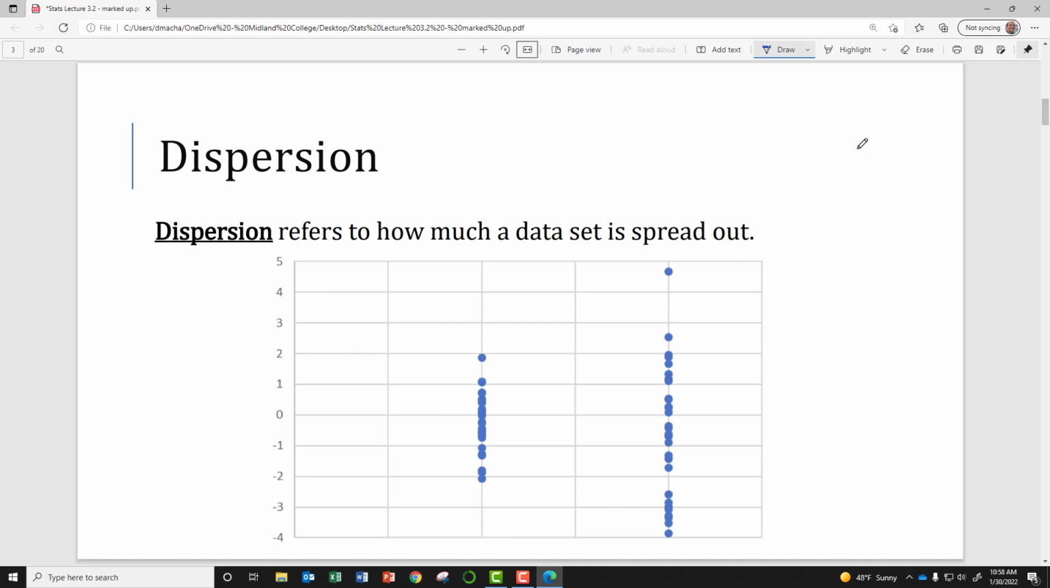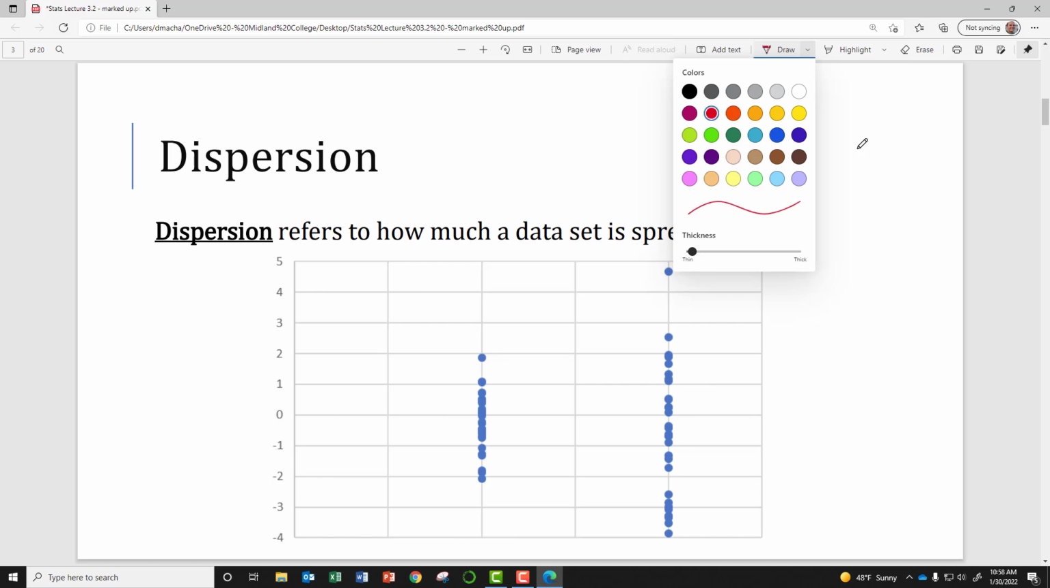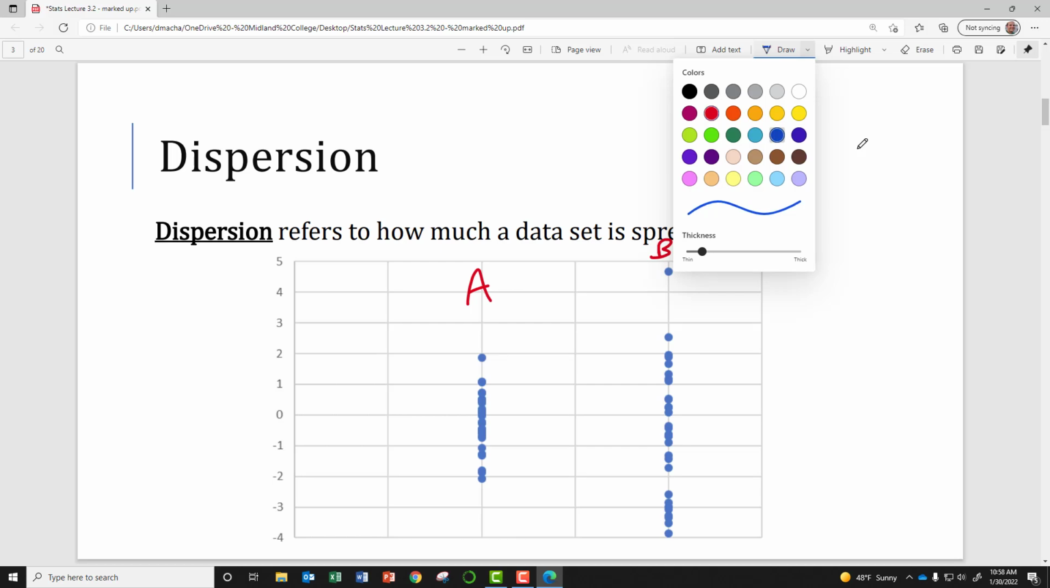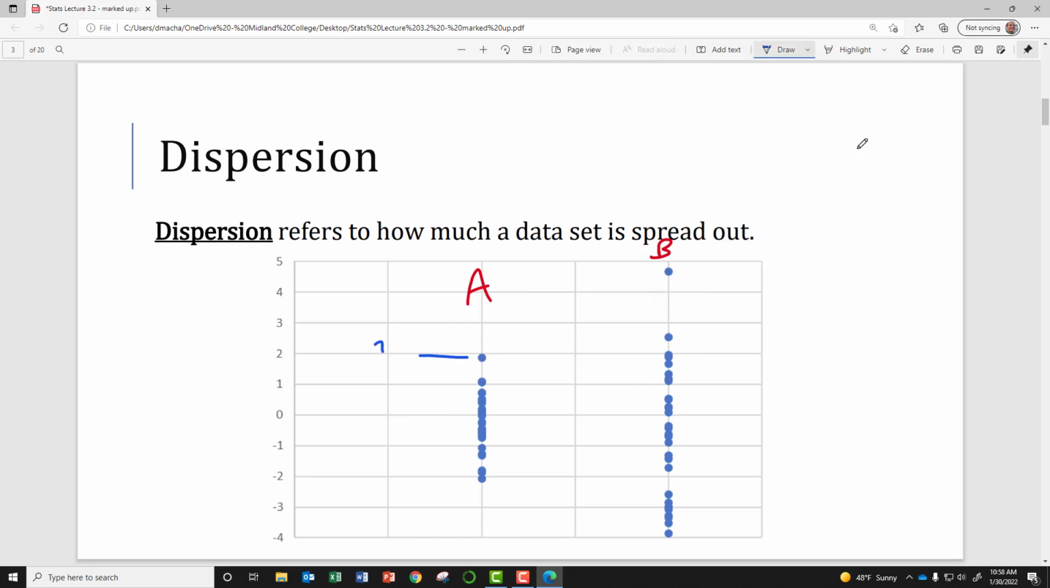Now dispersion just refers to how much a data set is spread out. And so what I have here to show you is two data sets, which we'll call A and B. Each blue dot represents one measurement in the data set. So we might name this measurement X subscript 1, and this measurement Y subscript 1. And there's about 30 blue dots in each data set.